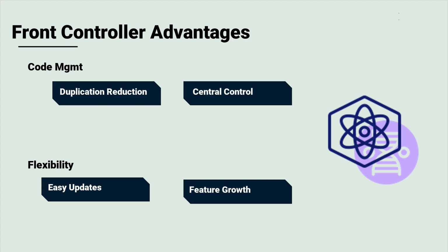Now that we have examined how to implement the front controller pattern and some of its capabilities, let's discuss its advantages. One significant benefit is the reduction of code duplication. By handling all requests through a single controller, you ensure that common logic is not repeated across multiple servlets. Additionally, centralized management makes it easier to implement cross-cutting concerns such as logging and security filtering, as these can be handled in one place.